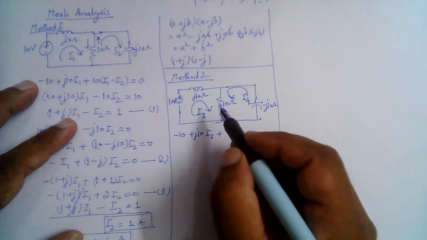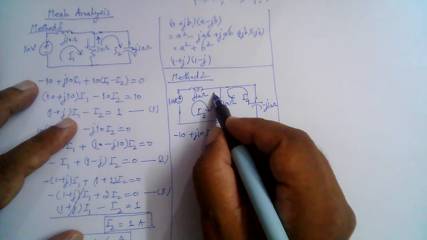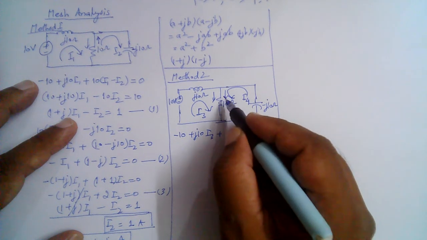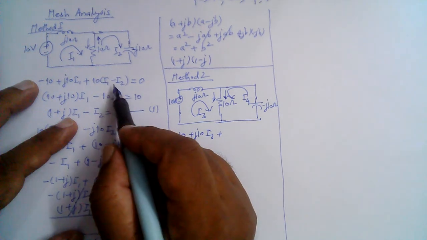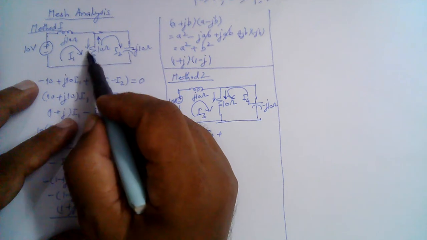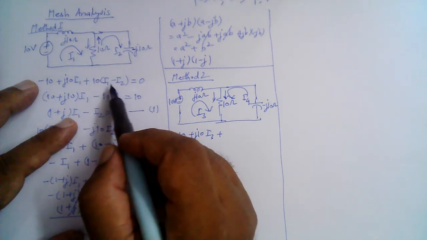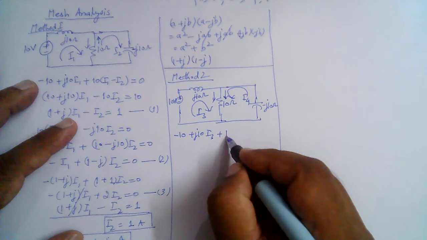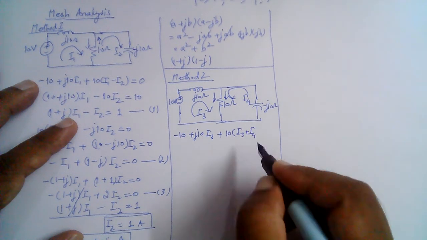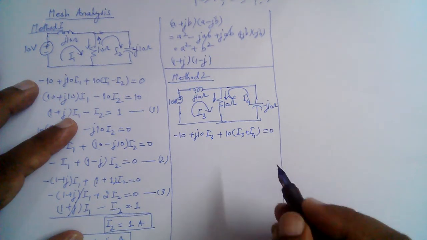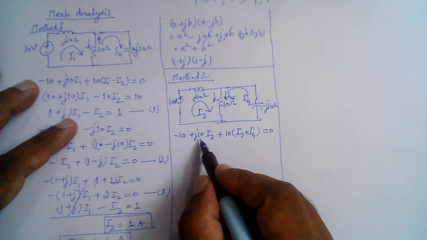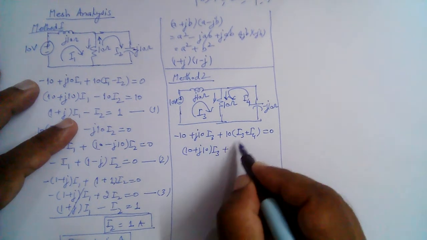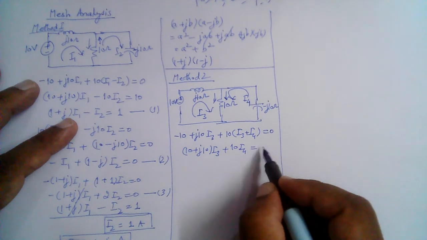sorry, it will be different, because here I3 and I4 are in the same direction. I3 has this direction, I4 also has the same direction. So the current through this resistor, both the currents have the same direction, so they will be added together instead of being subtracted like before. Because there the direction of I1 was downwards and the direction of I2 was upwards, so the net current was the difference of the two currents. Here both the currents have the same direction, so the net current is the sum of the two currents. So that will be 10 into I3 plus I4, and that should be equal to 0. So that's basically 10 plus j10 I3 plus 10 I4, and the constant, that is 10 here.